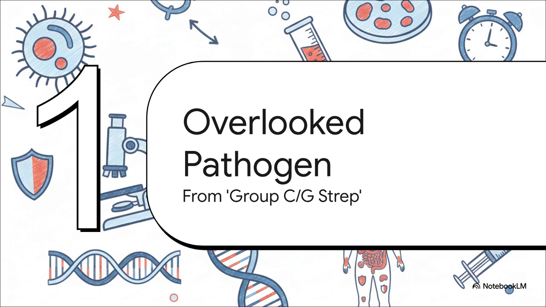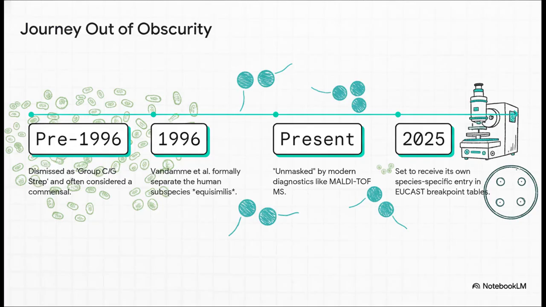Well, for the longest time, this organism was just Group C strep or Group G strep, right? It was often just dismissed as background noise, a simple commensal. This timeline really tells the story of its coming out party. Before '96, it was basically anonymous. Then, that landmark paper by Van Damme et al. finally gave it a proper name, splitting the human pathogen equisimilis from its animal cousin. And since then, thanks to game-changing tech like MALDI-TOF, we've started unmasking just how common it is. And the grand finale? In 2025, it's getting its own specific entry in the EUCAST tables. That is a massive deal, officially cementing its status as a major league pathogen.